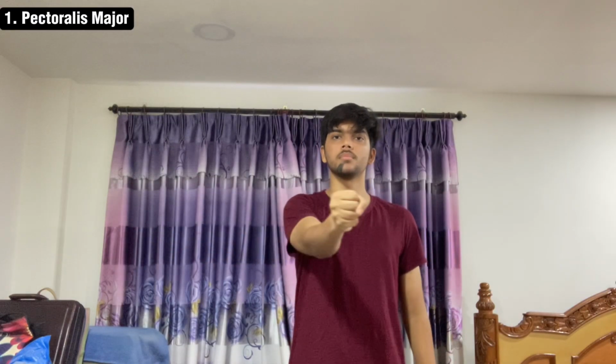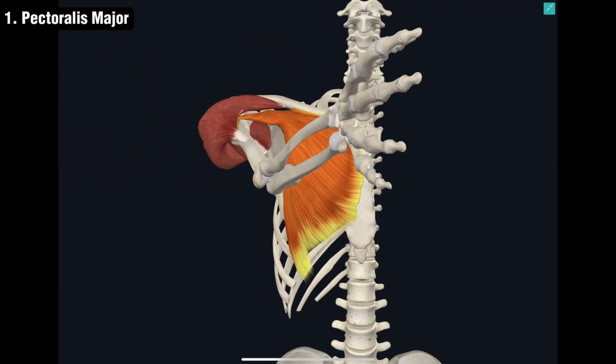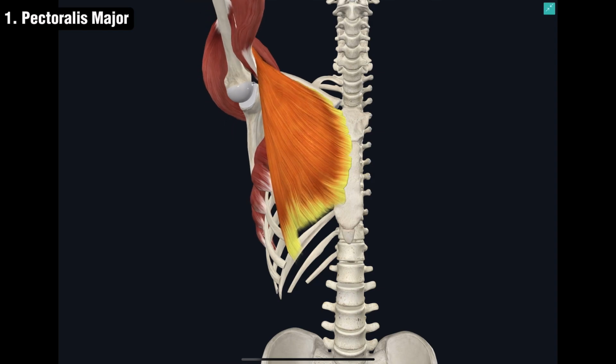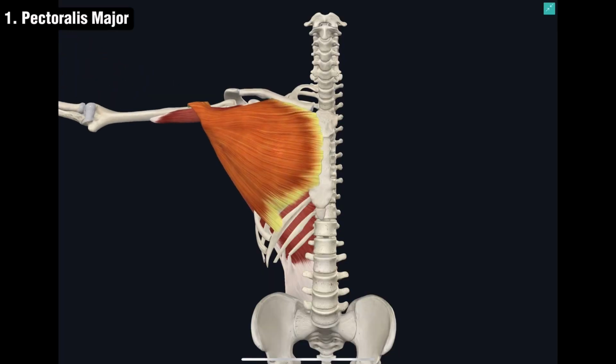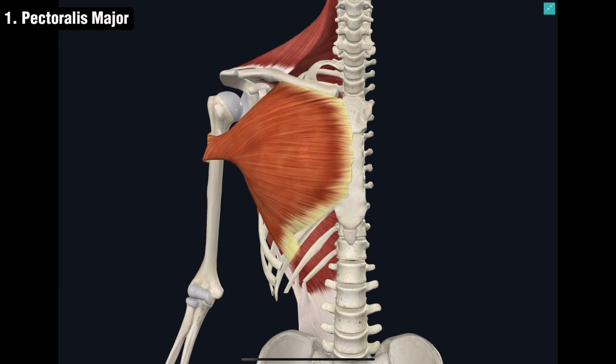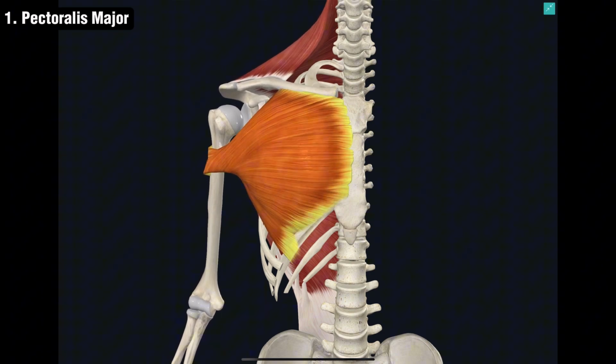Pectoralis major muscle allows us to do various types of actions like shoulder transverse adduction, shoulder flexion, shoulder adduction, shoulder depression, medial rotation.